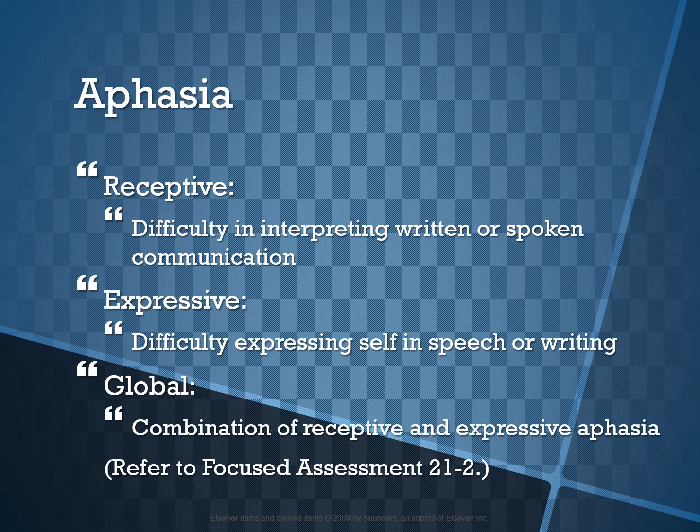All right, and then of course you have aphasia. You have different types: receptive, expressive, or a combination of the two. Receptive aphasia is difficulty interpreting written or spoken communication. Expressive is when a person has difficulty expressing themselves in speech or writing. So one is interpretation and reception. The other is expressive. You need to know the difference. Of course, they can always have a combination of the two, global. So make sure you're familiar with this.